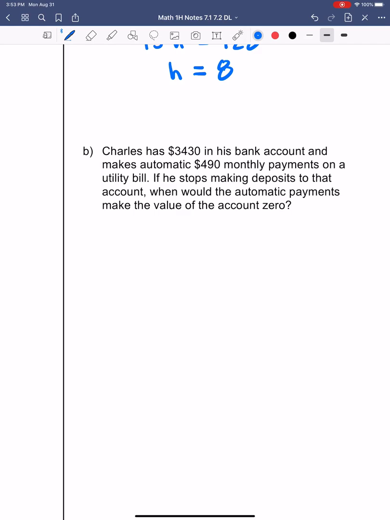So Charles has $3,430. That's his initial value. And then he's going down by $490 each month. So we've got $490, and this is each month. And then plus his $3,430 initial dollars. Okay. And keep in mind this is going down, right? So we have a negative $490 there. And then we want to know when is this going to equal 0? So I'm going to set it equal to 0 there, and then I'm going to go ahead and solve.